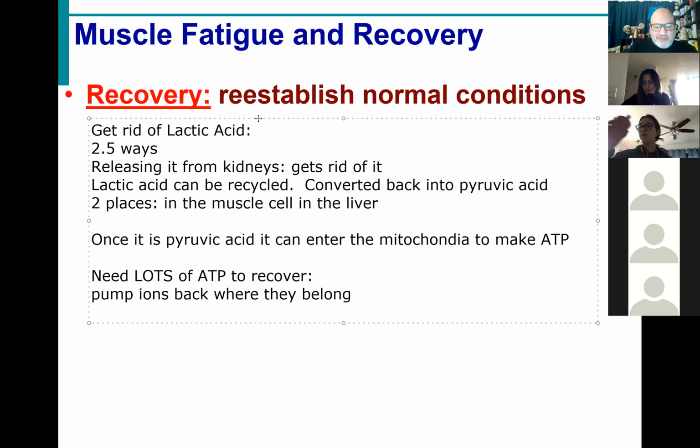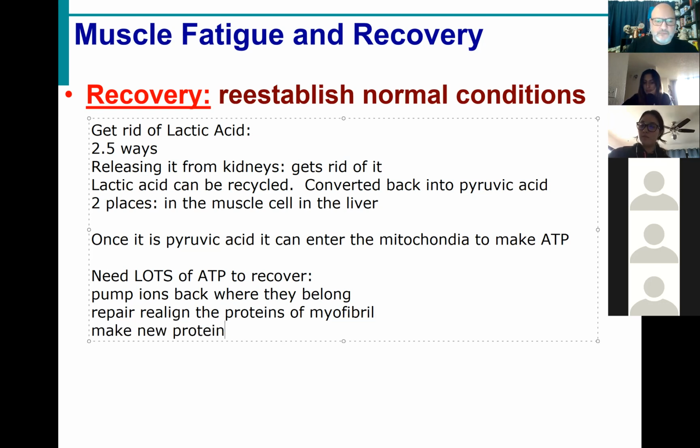We need lots of ATP to repair and realign the proteins of our myofibril. So to make new proteins, to repair the damaged proteins, we're going to need ATP for that. So all of these things are going to be necessary. We're going to need a ton of ATP to be able to recover and to repair.